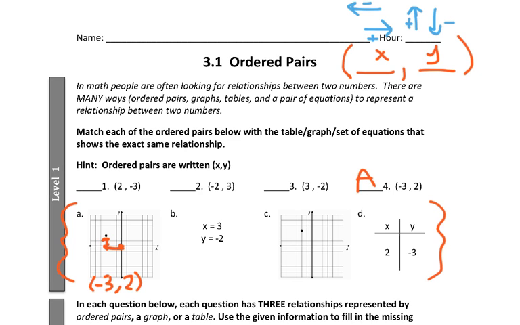So 4 is A. Well, B is really easy. It tells you x is 3 and y is negative 2, and so that's the way it's written. This kind of seems like a trick question. Some students might have written it like this, but that would not be correct. So we want to stick with 3, negative 2, and it looks like that matches with number 3.